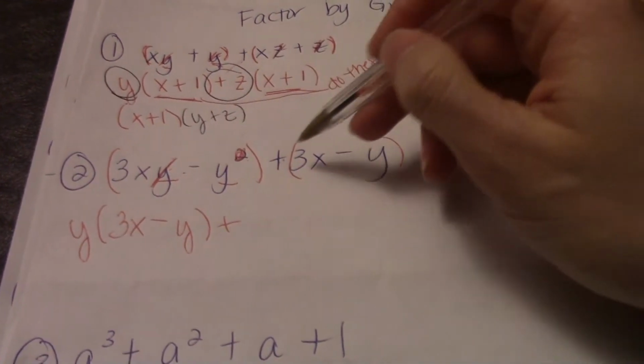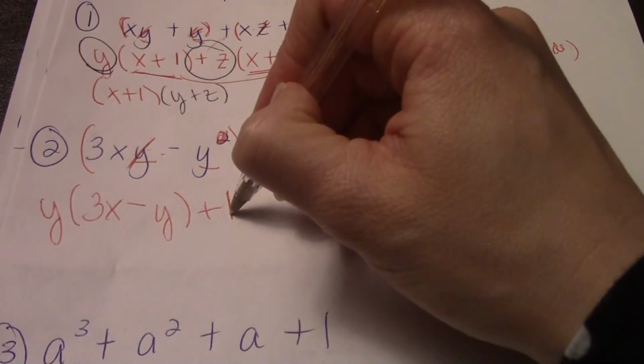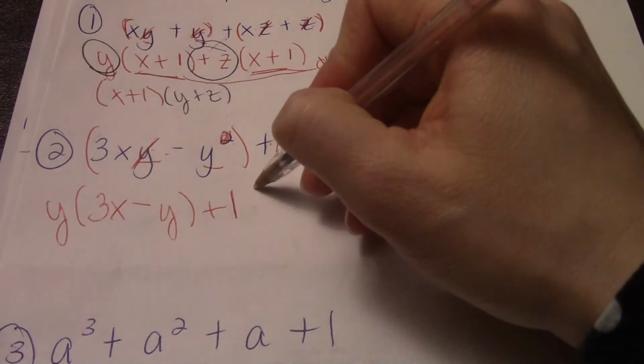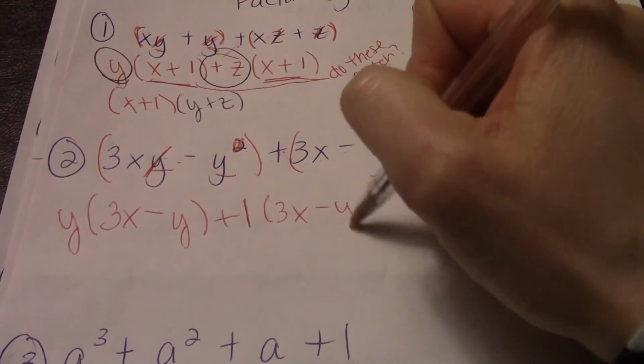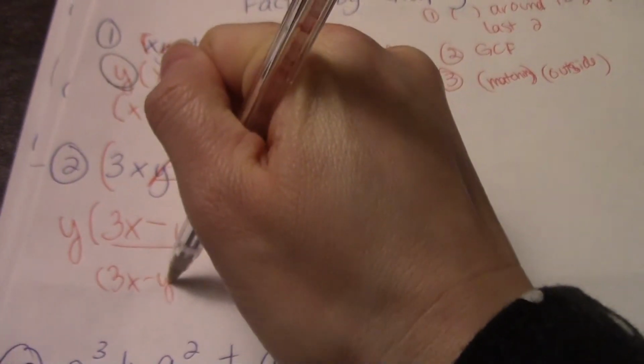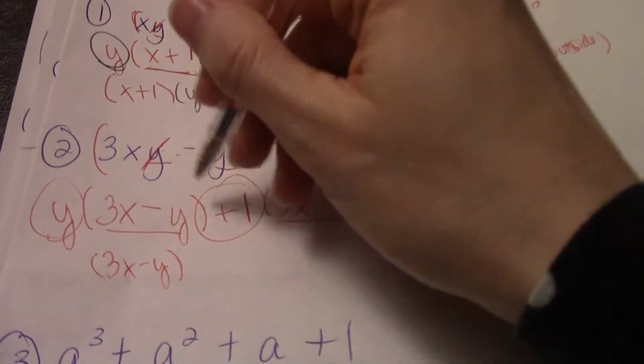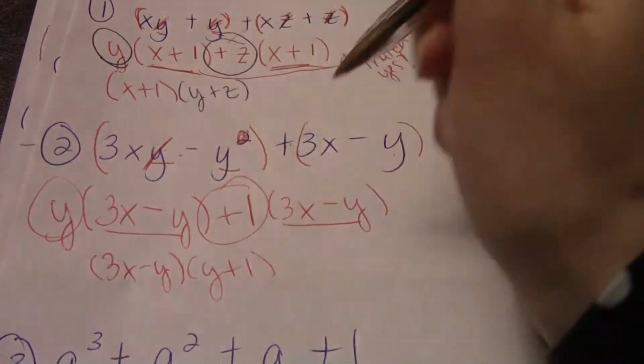Plus 3x minus y. There's nothing alike here, so I'm going to just write a 1, because there's nothing alike. So 3x minus y. Do these match? Yes. Good job. So we're going to put 3x minus y, and then remember that these go in the other set. So y plus 1.